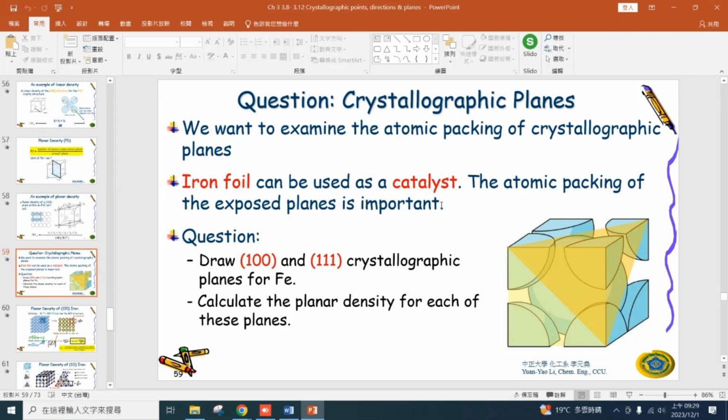right? Or if you regard the atom as a catalyst, and if you have more catalysts on that plane, that means what? That means the kinetic speed will be very high, very fast, because you have more atoms on that side. So the iron foil can be used as a catalyst. The atomic packing of the exposed plane is important. If you have more, then you have more reaction, quicker reaction. If you have less, the speed of the reaction is not that high.